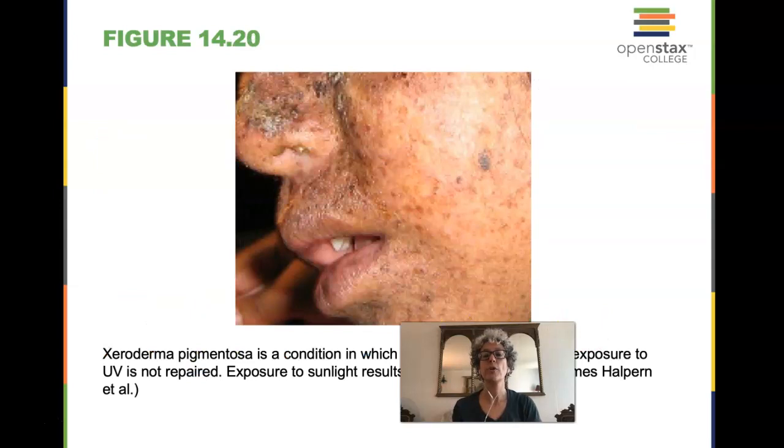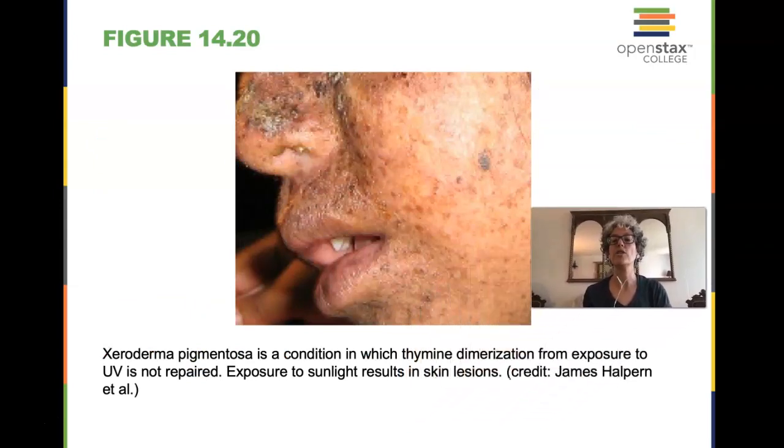This is a person suffering from a genetic illness called xeroderma pigmentosa because they lack the enzymes to correct thymine dimers, and that causes lesions and can cause cancer. So these persons would have to stay completely out of sunlight.